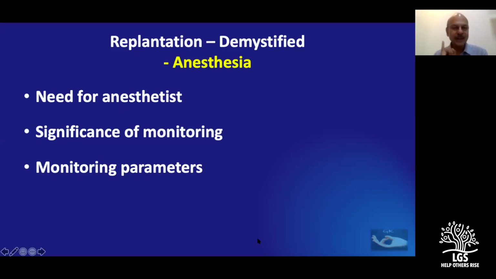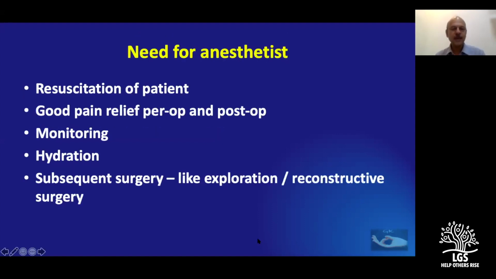So we'll talk about the need for the anesthetist, what is the role of the anesthetist. It's not just giving anesthesia for the patient. There are so many other things. Second is the significance of monitoring, because that is what the anesthetist is going to do. And thirdly, the monitoring parameters that we also should know about. The anesthetist is needed specifically in a patient with a replantation, more specifically in a patient with a major replant. We mean major replant when it's at the level of the arm, and a minor replant is the level of the finger.